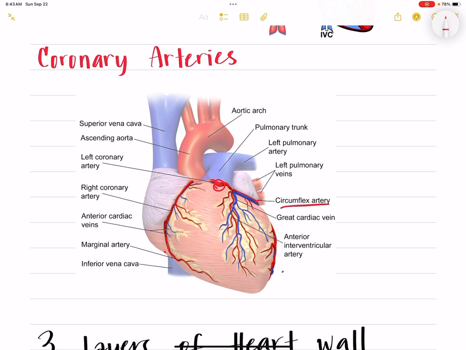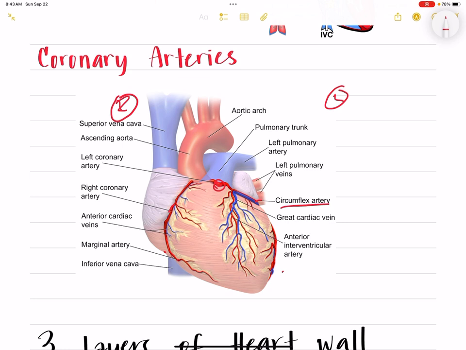Then ang right coronary artery originates on the right side of the aorta, extends around the coronary sulcus, and supplies most of the wall of the right ventricle. So sa right coronary artery naton ha, diri naman yung right. So ari ang left, ari ang right. So both sides may ara, right kag left coronary artery.